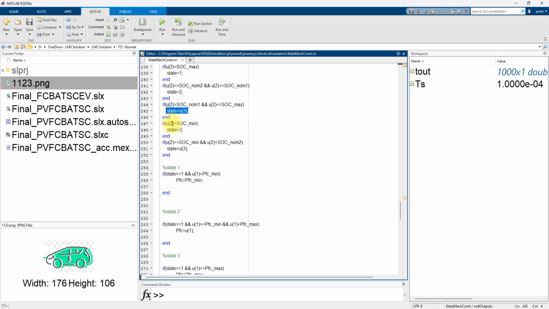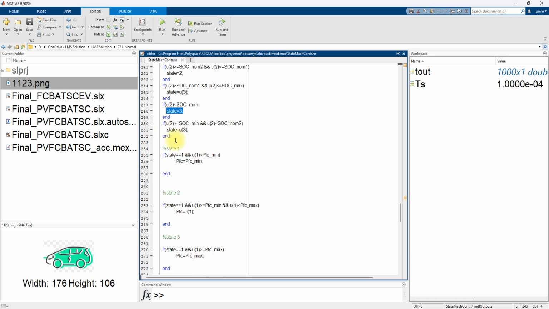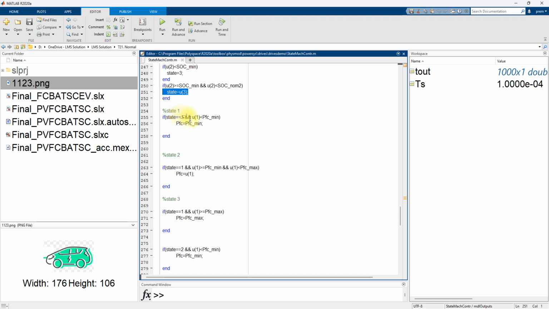If SOC is less than SOC minimum, that will be considered as state 3. Next, if SOC is greater than SOC minimum and less than SOC nominal 2, then it will take the output from the state machine control. If state equals 1 and the load power is less than the fuel cell minimum power level, then we fix the power of the fuel cell equal to the power of fuel cell minimum.